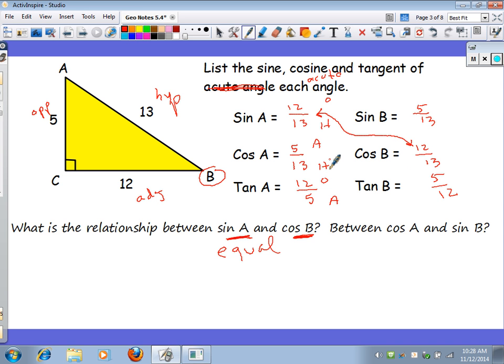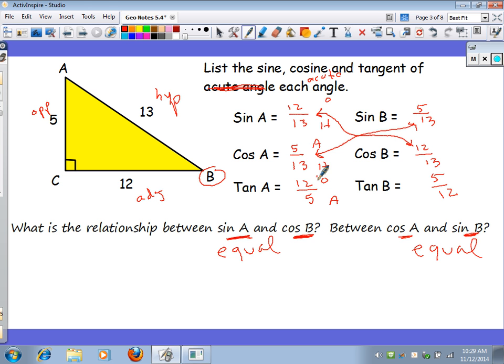And then what do you think about cosine of A and sine of B? What do we notice about these two? They're also the same, yeah. So they're also equal. Now I do want you to recognize something on here. 12 over 13 and 5 over 13. This would be almost 1, like 0.9 something, right? This would be almost a half, like 0.4 something.